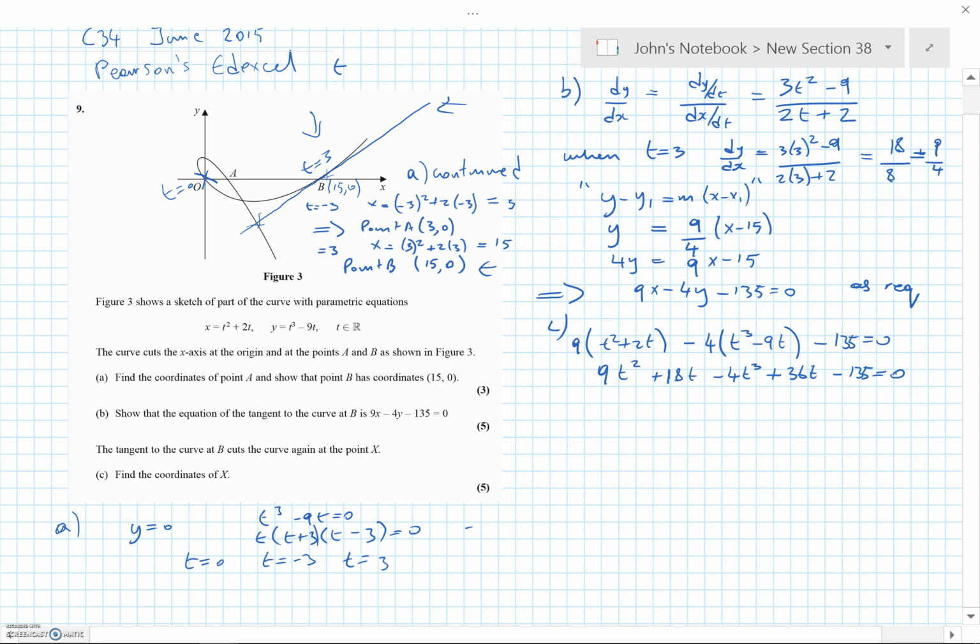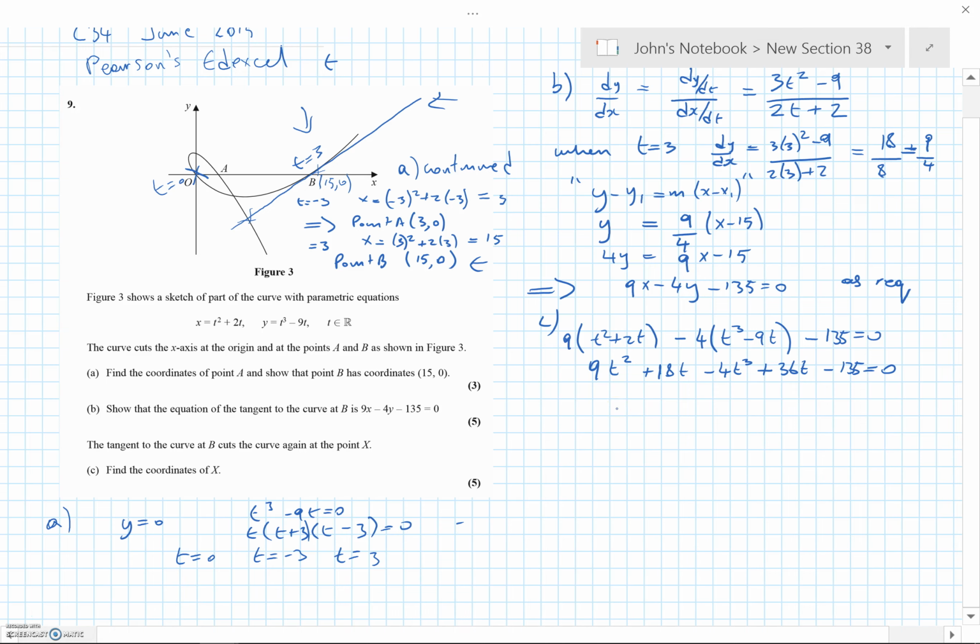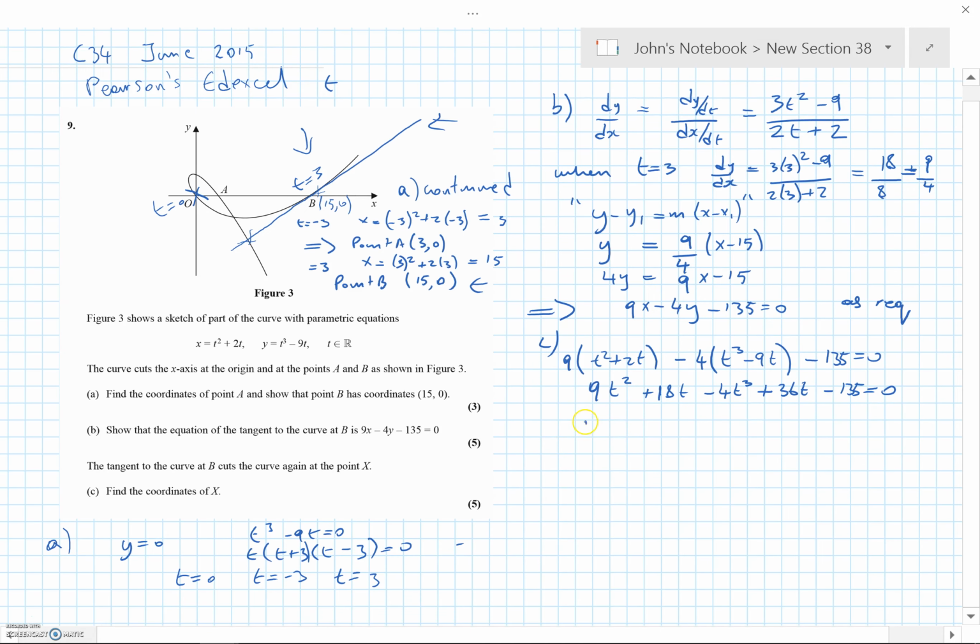Okay, let's tidy that up. It's always best to have the term in t cubed positive, so let's just change the sign of everything. Just take care as we do this, because we're combining things as well. We've got 4t cubed, and then there's no 9t squared there, so it's now going to be minus 9t squared. We've got an 18t and a 36t, but that's going to be a minus 54t.